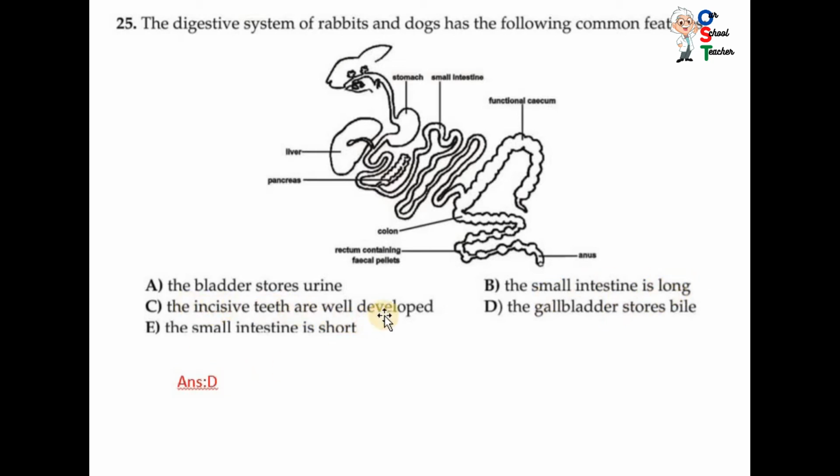Incisive teeth are well developed. Actually, rabbits are herbivores, dogs are carnivores. So incisive teeth are well developed in dogs. This is not the common feature. The gallbladder stores bile. Yes, that is correct. That is linked with the digestive system. Both rabbits and dogs have a gallbladder and they store bile in it. So D is correct. The small intestine is short. No, it is long.